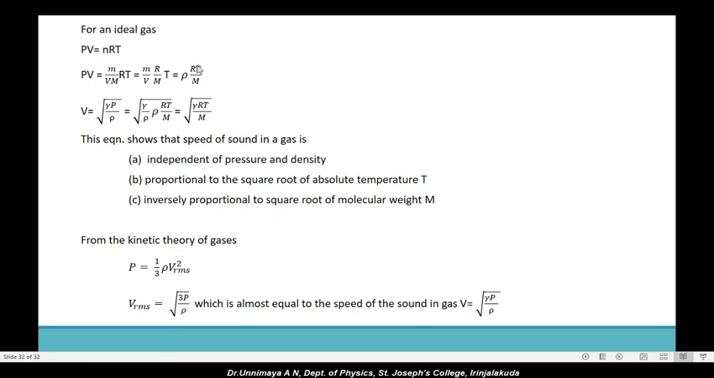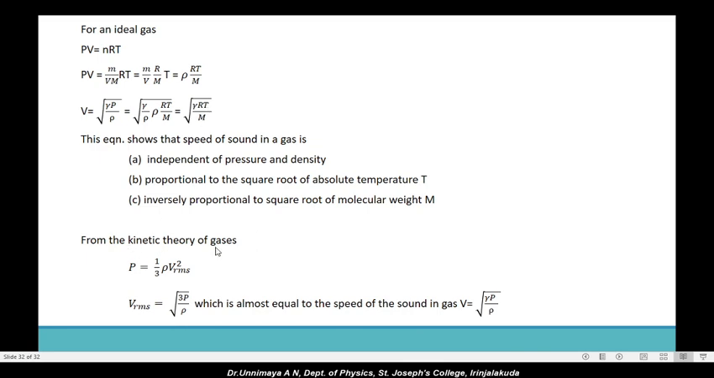So these are the things we get from this equation. v is equal to root of gamma RT by M for an ideal gas, which means that speed of sound in a gas is independent of pressure and density, directly proportional to square root of absolute temperature, and inversely proportional to square root of molecular weight.